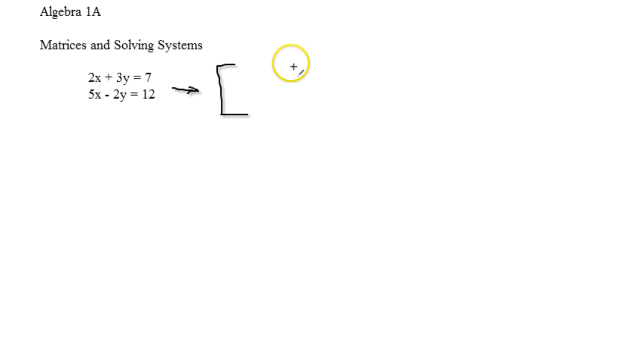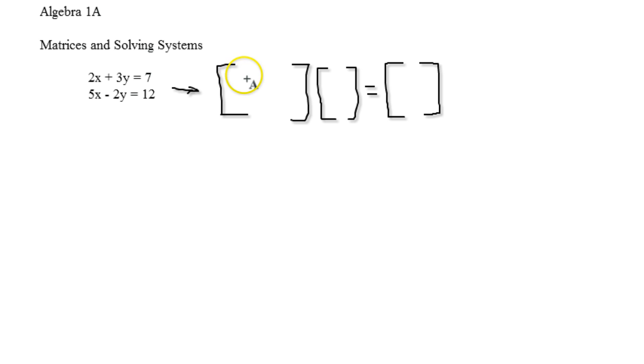Alright, by separating into three parts. So first part, we'll have a 2 by 2 matrix. Second part will be a 2 by 1 matrix. Then we'll have an equal sign and then another 2 by 1. Okay, so we're going to separate it.